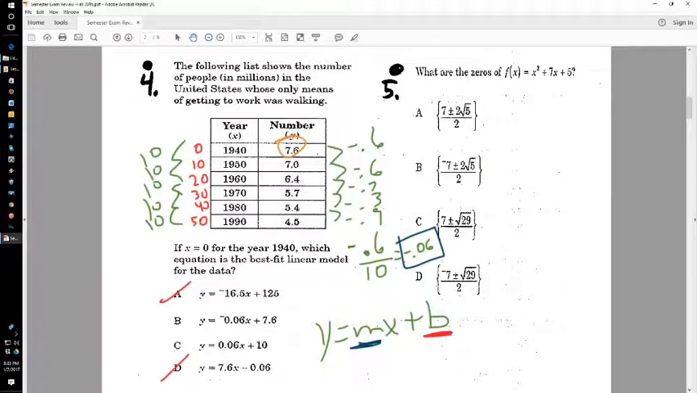So this is the only one that's even close to having a slope of negative 0.06. This is a positive 0.6, but that's not what we want. We want negative 0.06. So, like I thought before, B is the answer, simply based on the y-intercept. But let's say if this one was also 7.6, we could have figured it out with the slope.